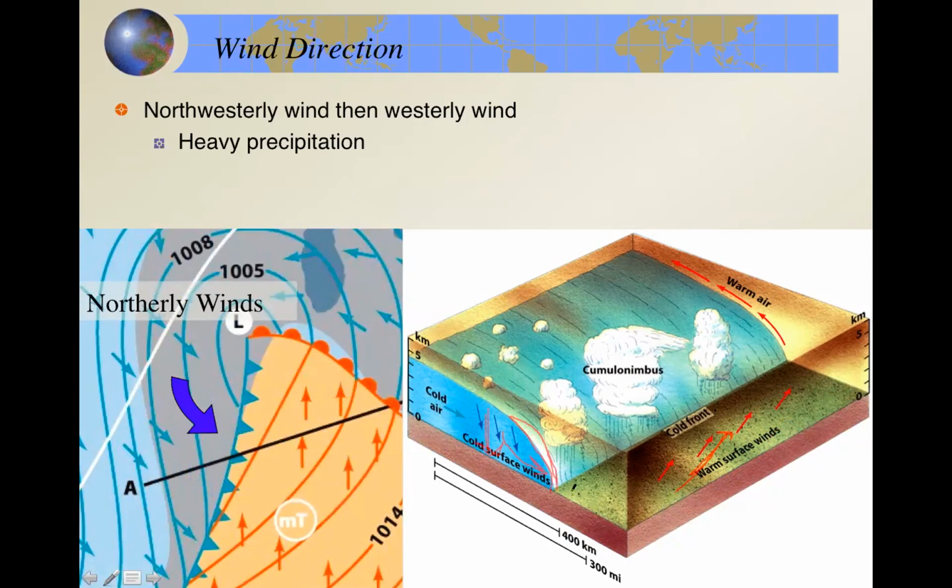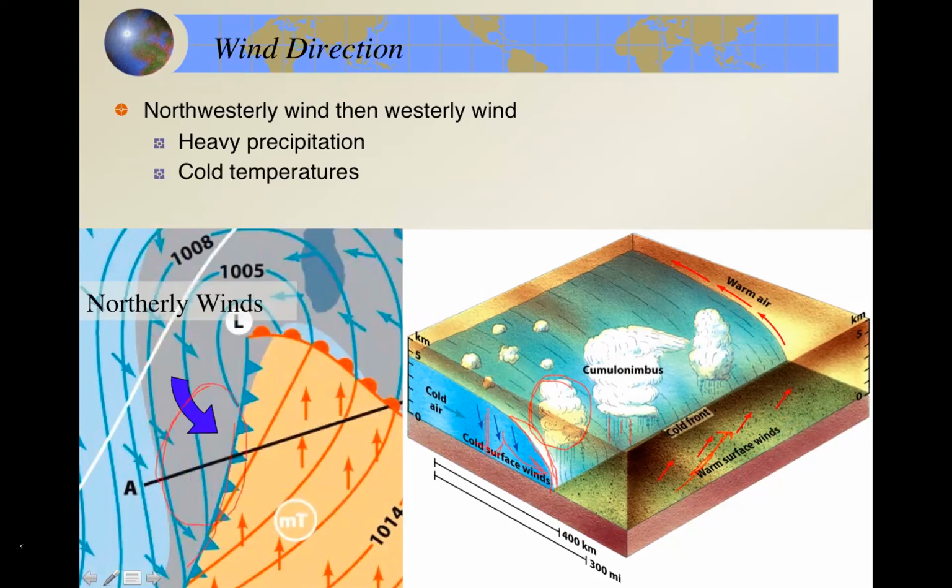And so as the air rises up and over that colder, the warm air rises up and over that colder air, we start to get these billowy clouds. And in addition, if the lifting is strong enough, we get the very heavy precipitation right along the front here, as well as behind it.